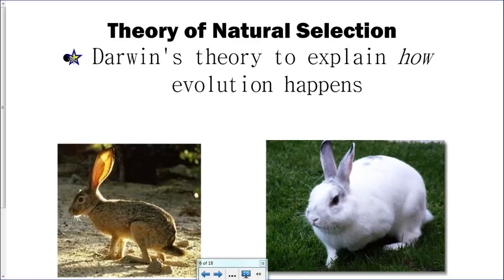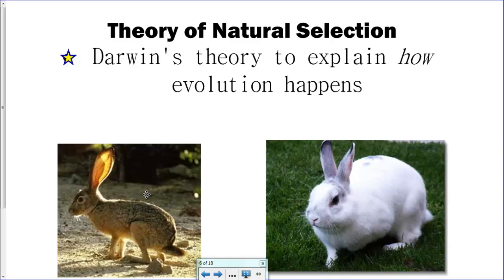So what we're going to talk about today are the 4 parts of the theory of natural selection. And what I would like you to do as you're listening is I'll let you know when we get to each part. And then I want you to write a 2 to 3 sentence summary of each part of his theory. So we'll have 4 parts and you'll write 2 to 3 sentences of each.